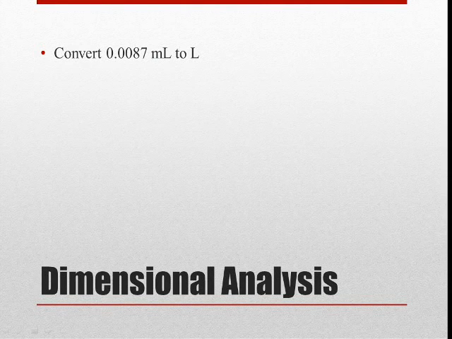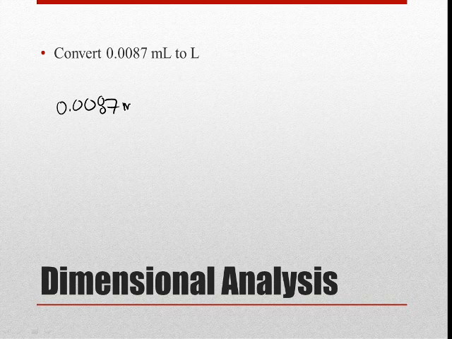Let's try this one. Convert 0.0087 milliliters to liters. So what do we start with? Immediately write down what you start with: 0.0087 milliliter. Include that unit. That goes on top over 1.